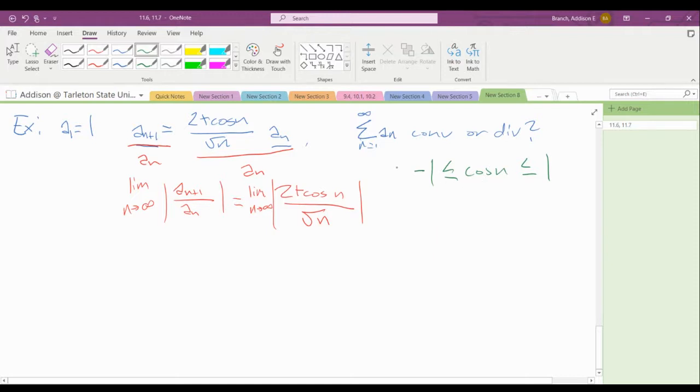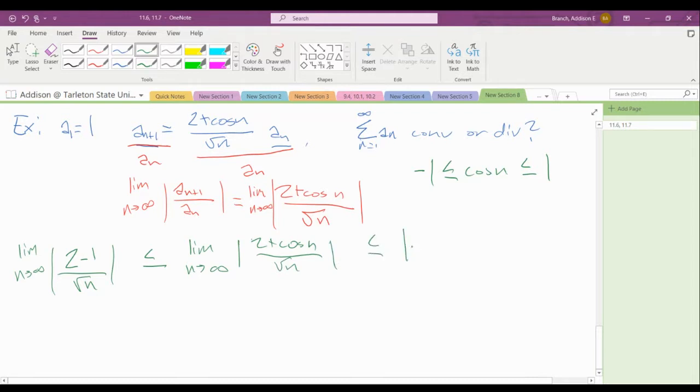So what we can do is use squeeze theorem to solve this problem. On our low end is going to be 2 minus 1 over square root of n, and if we take our limit, that's going to be less than or equal to our limit of our initial function, and that will be less than or equal to our limit whenever we plug in 1. All right, so now we can check our two outer limits and double check that squeeze theorem will work for us in this instance.